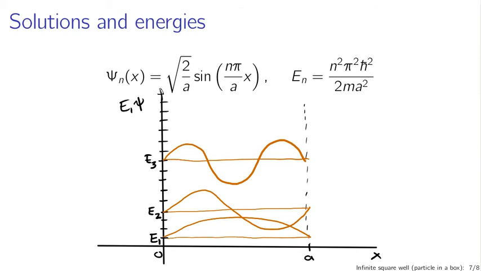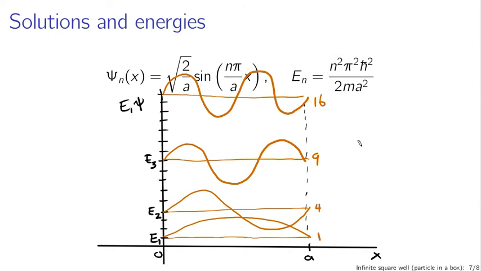If I go up to, say, 4, E4 is going to be at 16 times E1. It's going to be somewhere up here. It's going to look something like that. So half a cycle, 2 half cycles, 3 half cycles, 4 half cycles, gradually moving up in energy from effectively 1 to 4 to 9 to 16, going up as n squared.